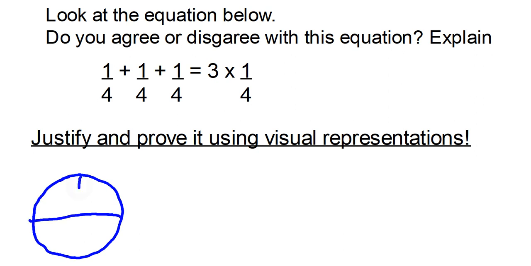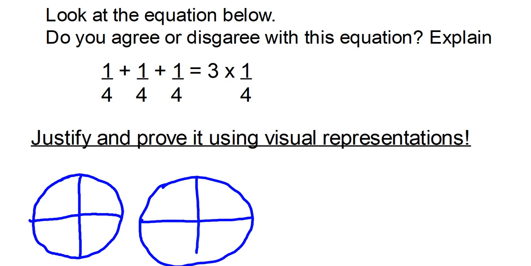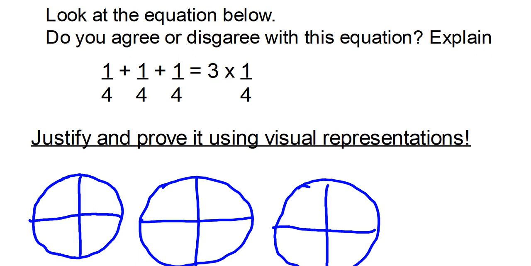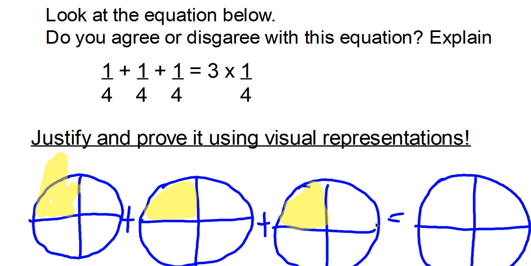And I'm going to cut my models into fourths. And then I'm going to shade in 1/4, 1/4, 1/4. And I can tell by looking at this model that 1/4 plus 1/4 equals, and now I'm just going to draw another model to show you that when I put all those 1/4 together, or I combine them, I will get 1/4 plus 1/4 is 2/4, plus another one is 3/4. So 1/4 plus 1/4 plus 1/4 equals 3/4.